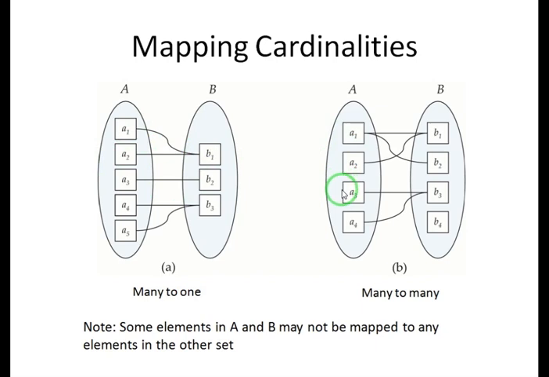This is many to many. In many to many, an entity in A is associated with any number, 0 or more, of entities in B, and an entity in B is associated with any number, 0 or more, of entities in A.